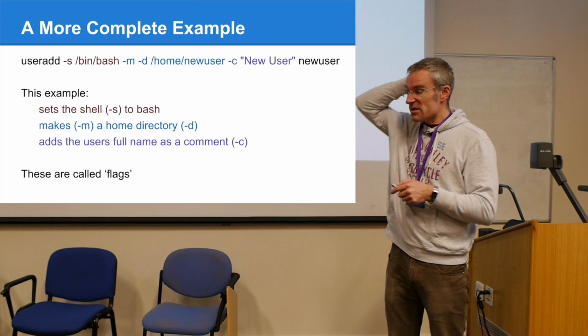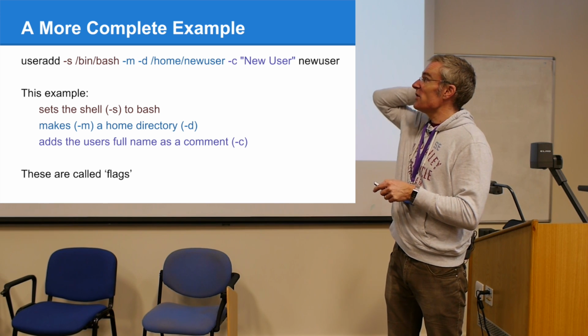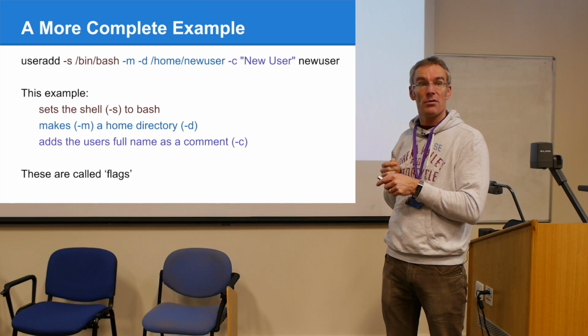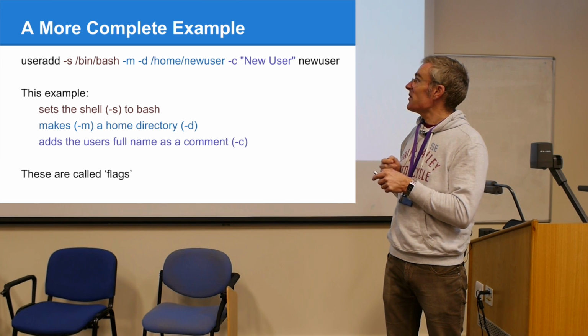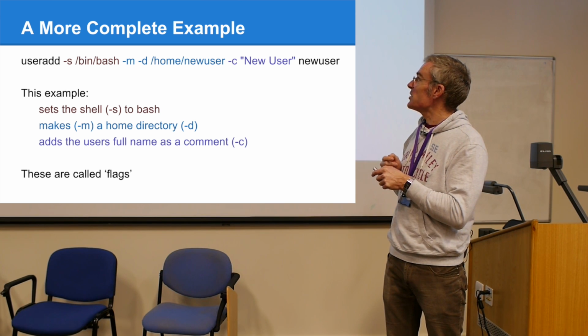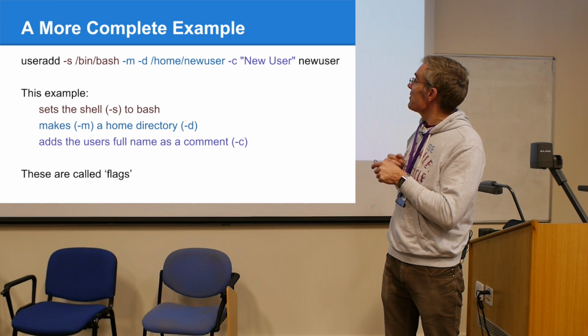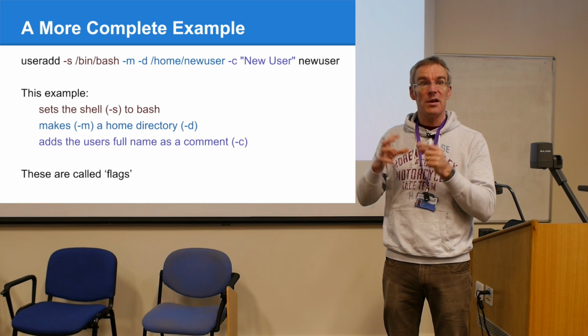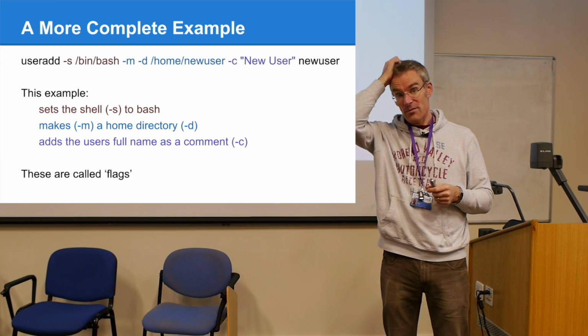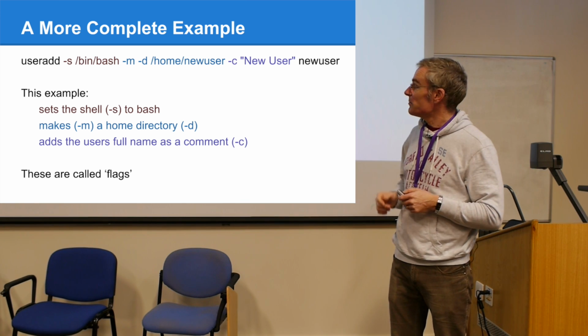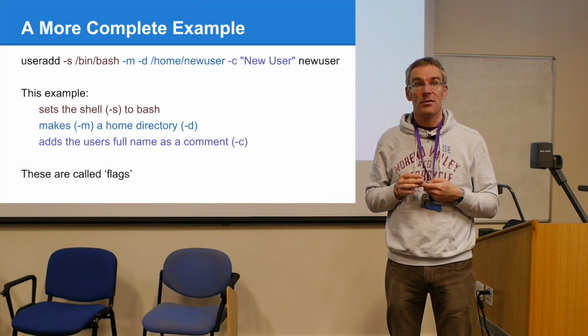So what we're saying here is run the useradd command, then the S says, right, the next bit of information is going to be the shell. The M doesn't have any extra information. The D, the next bit of information is going to be the path to the home folder. Then the C flag says the next bit of information is going to be the comment. And we simply run that command, and that creates your account for you.